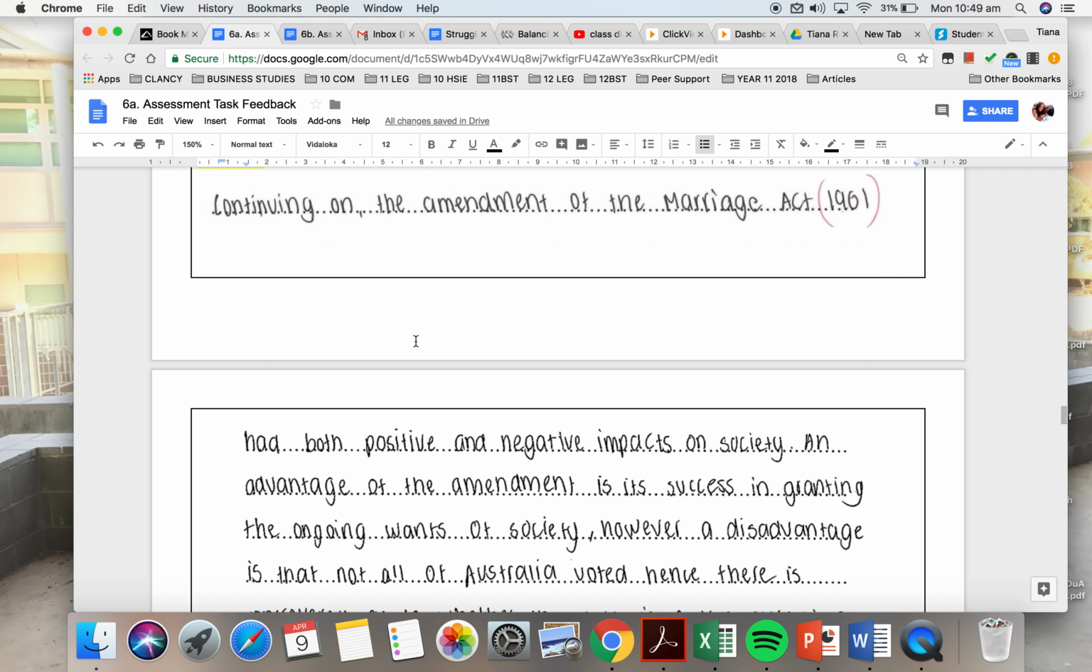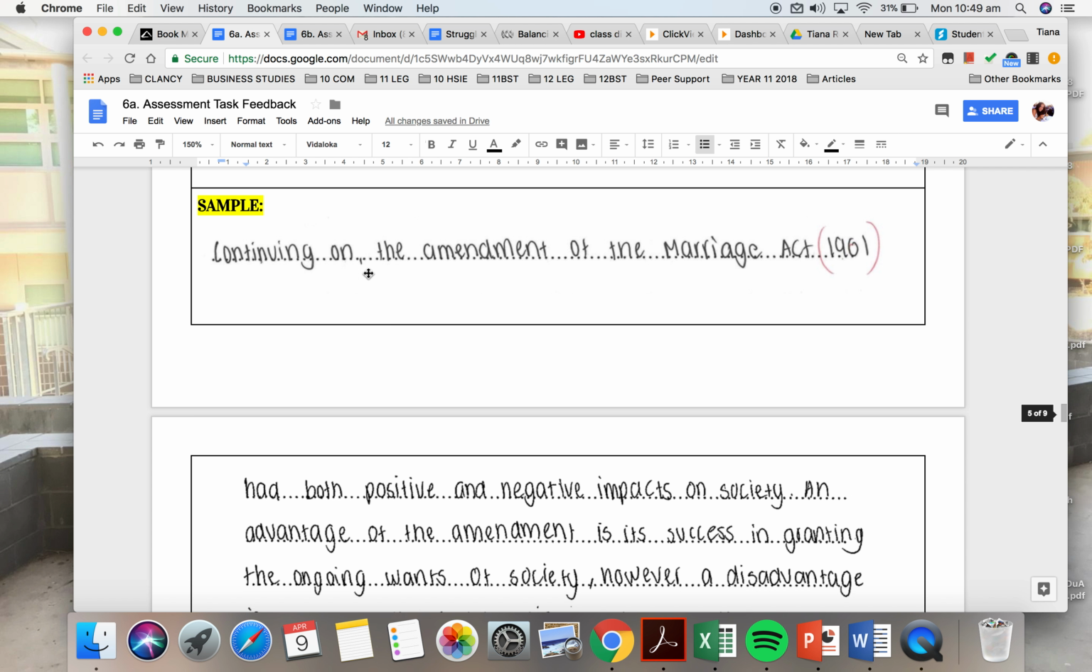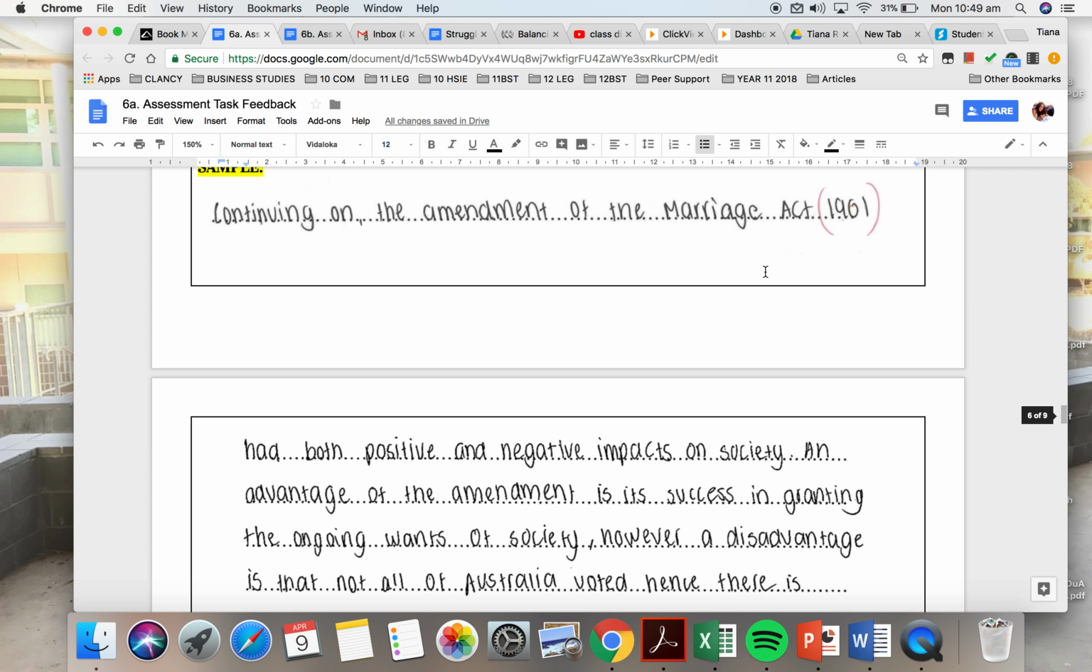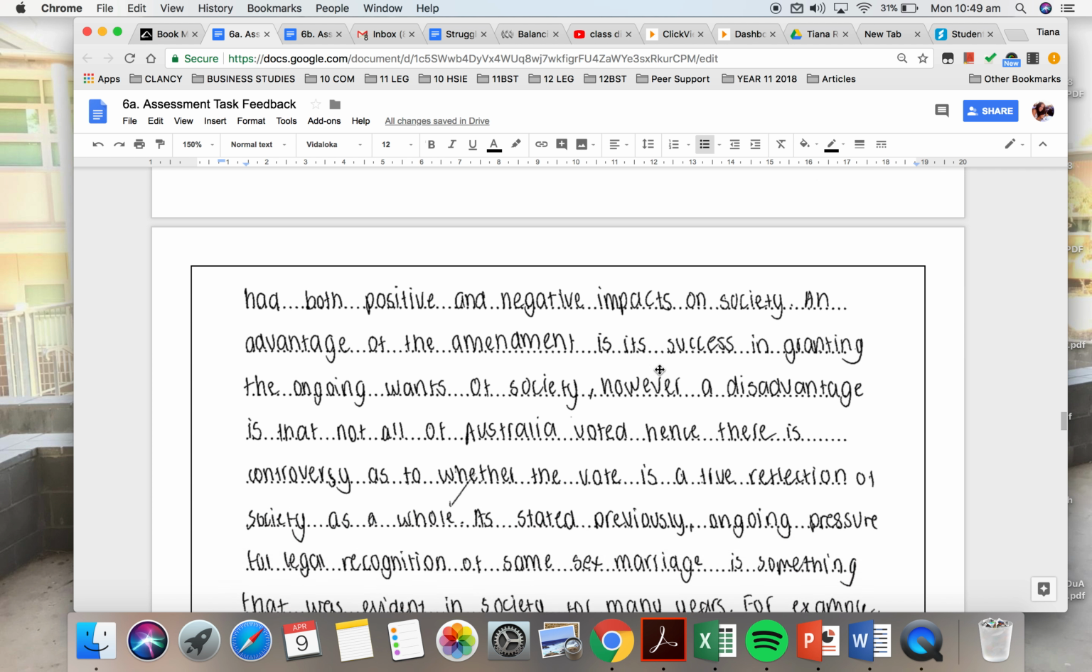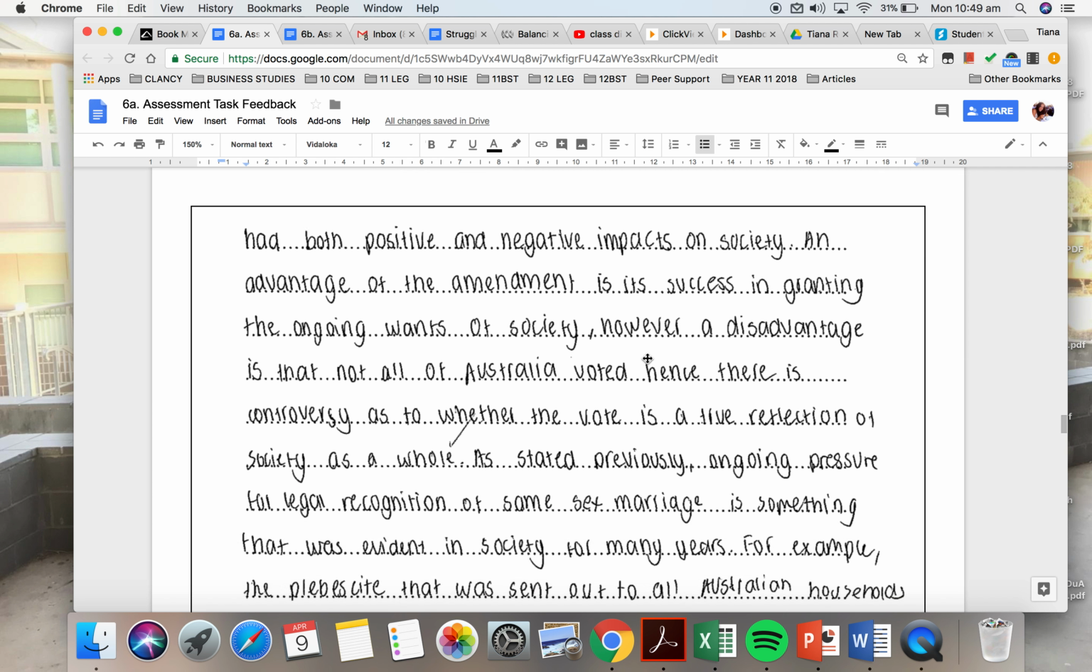So I provided for the core students a sample. Continuing on, the Amendment of the Marriage Act 1961 had both positive and negative impacts on society. An advantage of the amendment is its success in granting the ongoing wants of society. However, a disadvantage is that not all of Australians voted, hence there is controversy as to whether the vote is a true reflection of society as a whole. Again, this student has done a little introduction. My advice is to get straight to the point. What is the positive? And then later on, what is the negative?